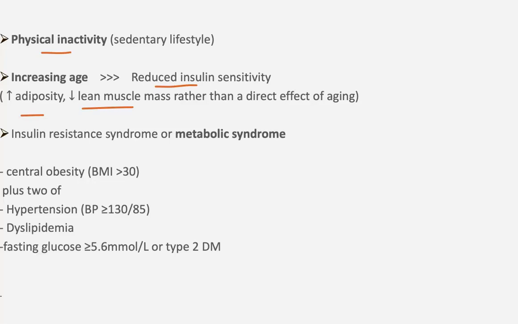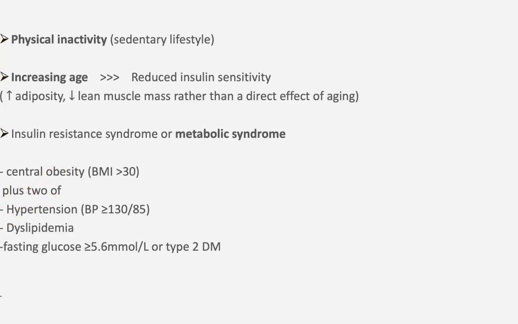The next thing is that insulin resistance may be a part of metabolic syndrome. A person can be diagnosed with metabolic syndrome if the person has central obesity, that is BMI more than 30, plus 2 of the following: hypertension, blood pressure more than or equal to 130/80; dyslipidemia; and fasting blood glucose more than or equal to 5.6 millimole per liter, or type 2 diabetes mellitus. So, insulin resistance can be a part of metabolic syndrome.